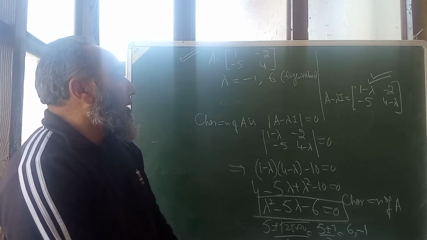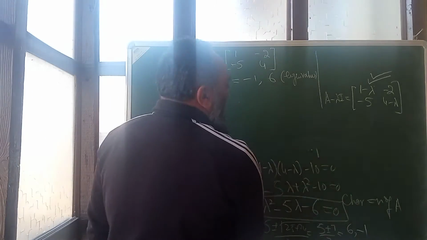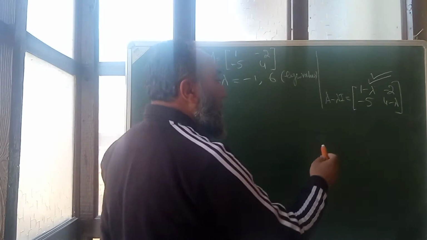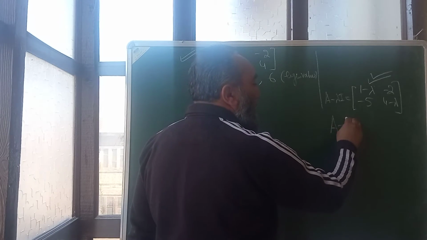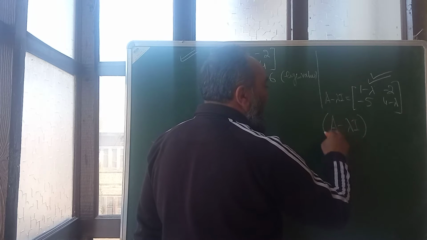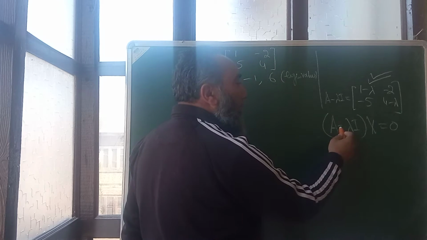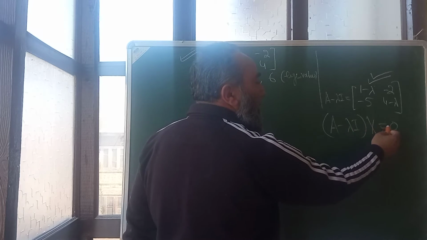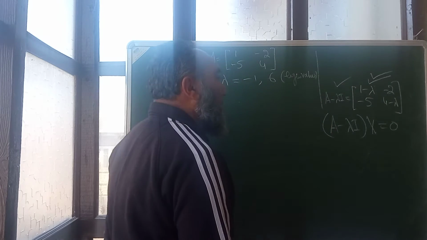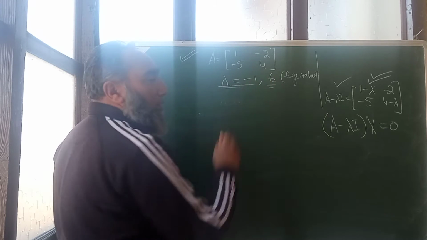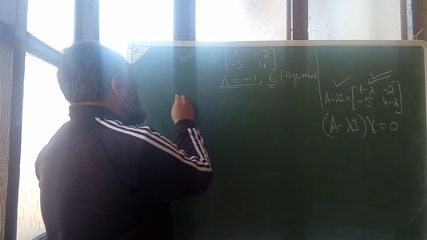So let me calculate these eigenvectors. Now what is the definition of eigenvector? A non-zero column vector X is said to be an eigenvector of a square matrix A if it satisfies the equation A minus lambda I into X is equal to 0. This is your A minus lambda I. And now I have to take lambda equal to minus 1 and then 6.